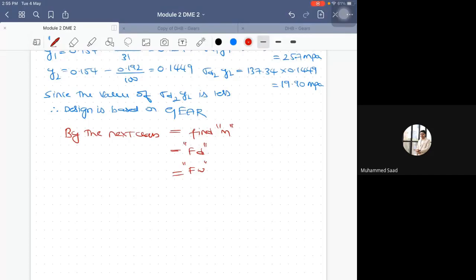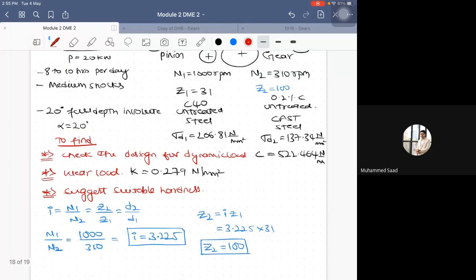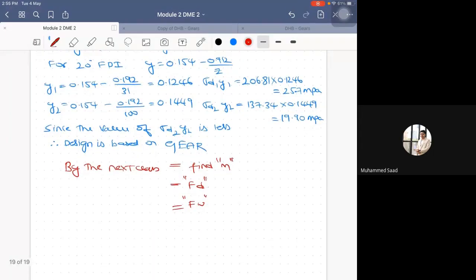Is that clear? I would be checking the values from every one of you. Everyone has to do it. Module, dynamic load, and the wear load have to be calculated by you. All the parameters are given. There is nothing confusing in this problem. If you get any doubts, you can call me up. We will meet in the next class and continue this particular problem, which is based on gear again.